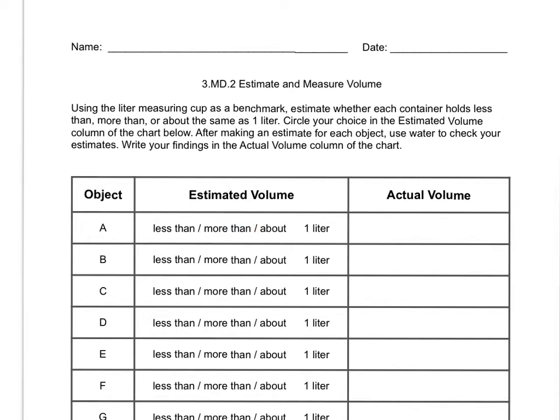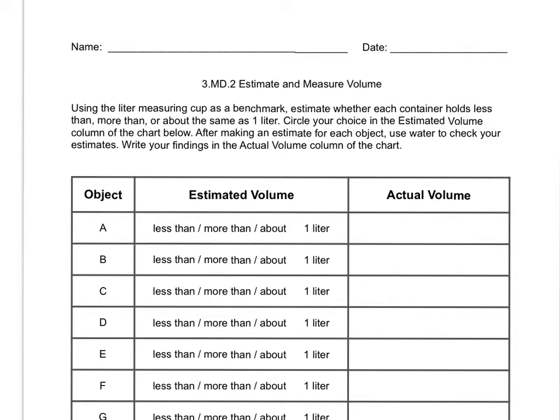Finally, if I think container A is going to hold the entire liter of water and not have room left over to hold anything else, I'm going to circle about 1 liter. Once you have recorded your estimates for all 10 containers, you can take your liter measuring cup and water and check the actual volume of each container.